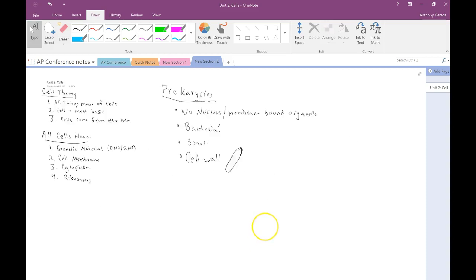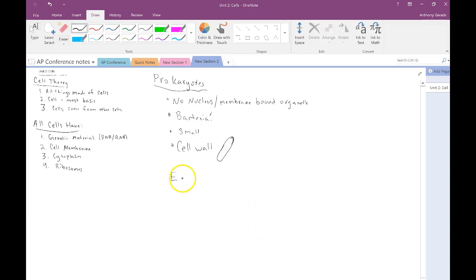Then we get into our next big one, eukaryotes. Those have a nucleus and organelles. Eukaryotes have a nucleus. They have a nucleus, and they also have membrane-bound organelles. And that's what we're going to talk about next.